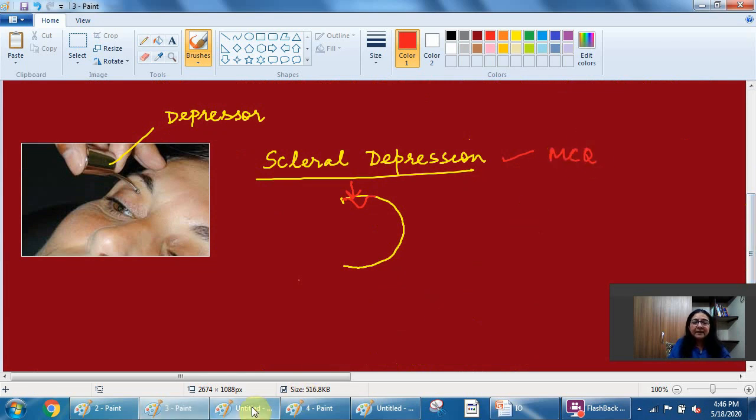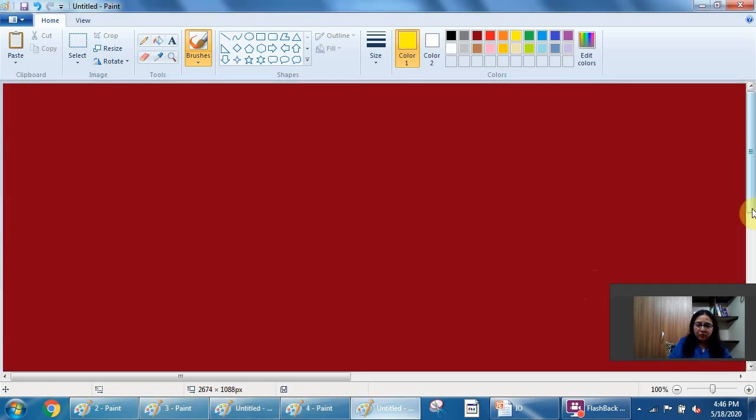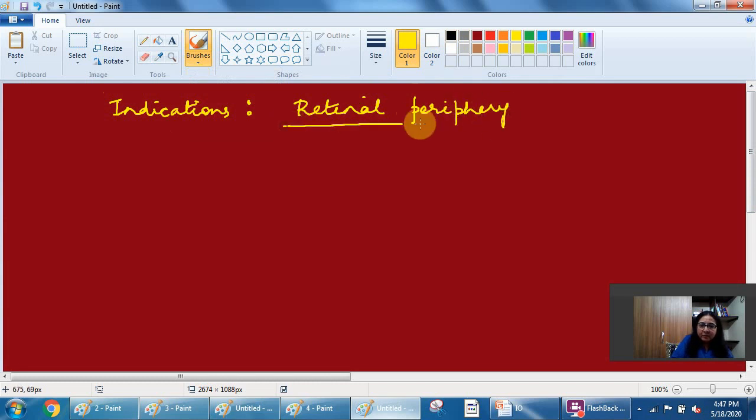Now what are the indications of indirect ophthalmoscopy? Where are we using it? Whenever we want to do a peripheral examination of the retina. When you want to see the retinal periphery completely, we do indirect ophthalmoscopy.